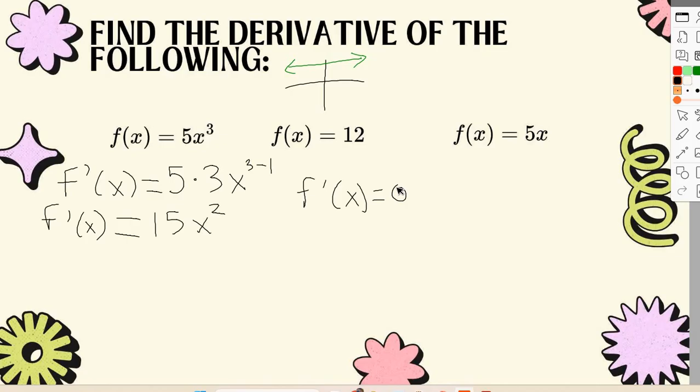Then the last one is to the first power. What are we going to get for our derivative here? Just 5. That's our answer. Yay. Questions on those?